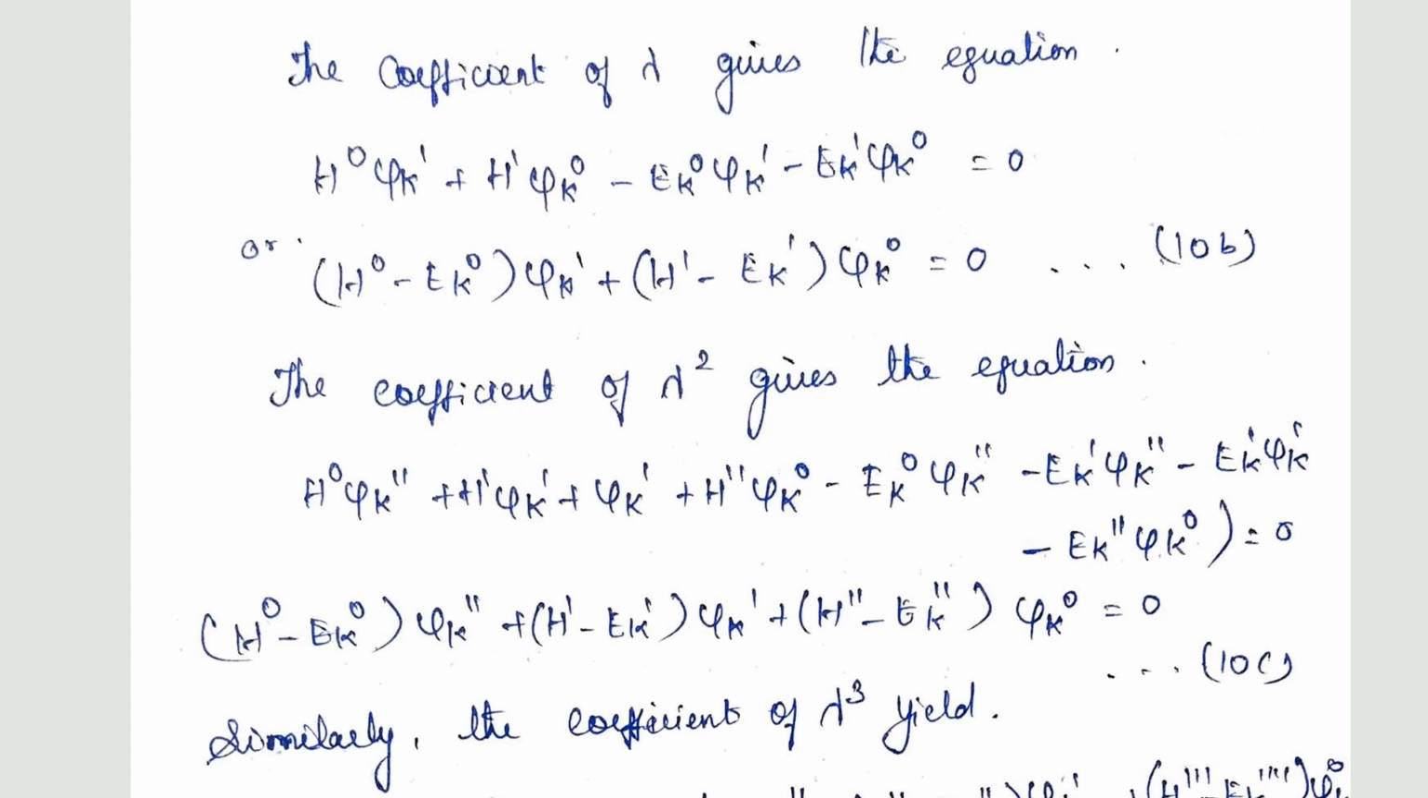for the coefficient of lambda, it becomes H naught psi k dash plus H dash psi k naught minus Ek naught psi k dash minus Ek dash psi k naught is equal to 0. So from this, again rearranging this with the psi k naught and psi k dash, it becomes H naught minus Ek naught psi k dash plus H dash minus Ek dash into psi k naught is equal to 0. So which provides the total Hamiltonian equation for the first order perturbed equation.